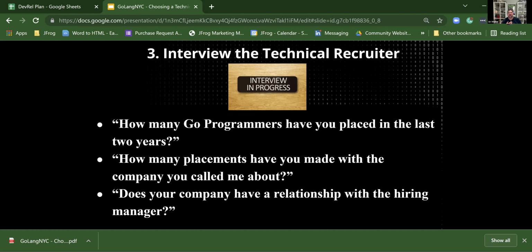And I always respected it when candidates would ask me questions about my credentials in placing them. For example, a very common and easy question to answer is, how many Go programmers have you placed in the last 2 years? Have they ever placed a Go developer? Do they know anything about Go? If they have never placed a Go developer before, that's okay. But how they answer and field that question is going to be really, really important.